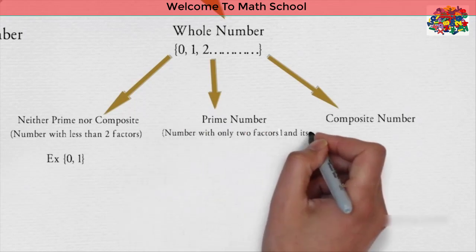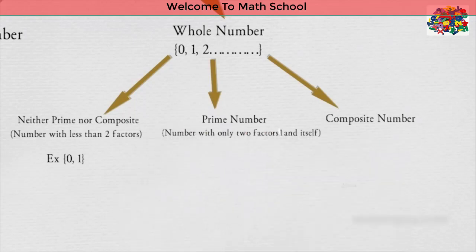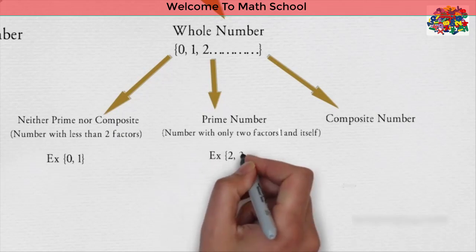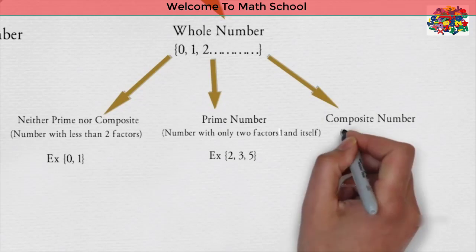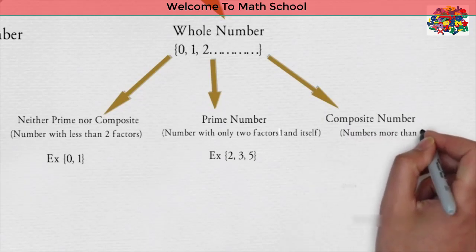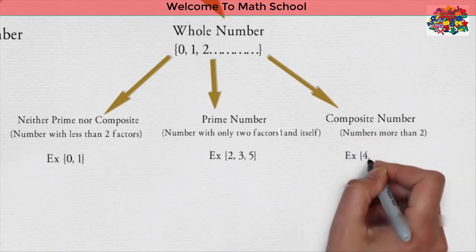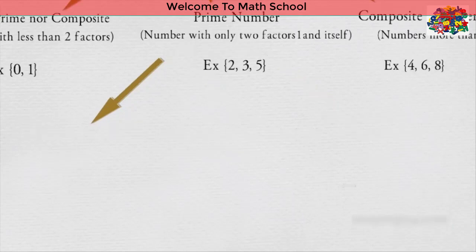Prime numbers. The numbers which have exactly two factors are called prime numbers, and those two factors can be 1 and the number itself. The examples are 2, 3, 5. Now what are composite numbers? Numbers with more than two factors are known as composite numbers. Its examples are 4, 6 and 8.